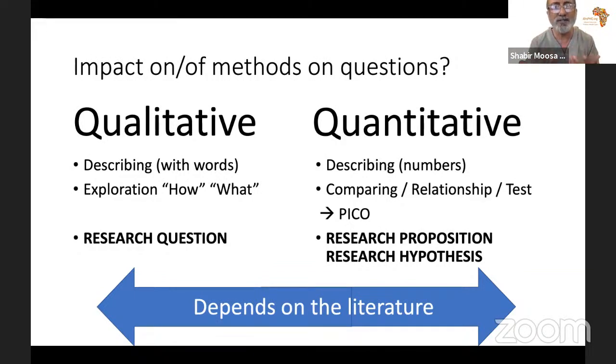And usually it's an exploration and you're asking how and what questions, because you don't have anything. Usually that's what defines it. And that's usually a research question. On the quantitative side, you can also be describing, usually it's numbers. It's about where I have some numbers. You can't do quantitative with words.